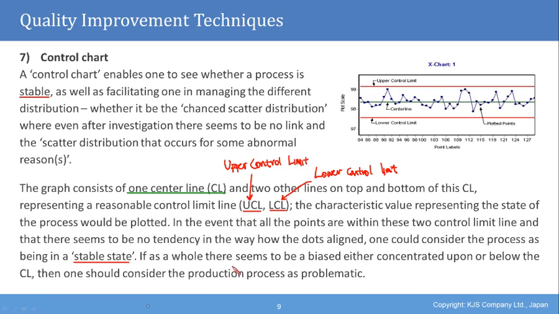If, as a whole, there seems to be a bias, either concentrated above or below the center line, then one should consider the production process as problematic. So there are two outcomes of this analysis. It can either be in a stable state or considered a problematic process. And this is determined by looking at the chart.